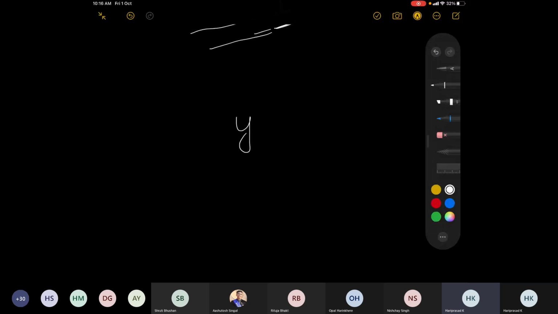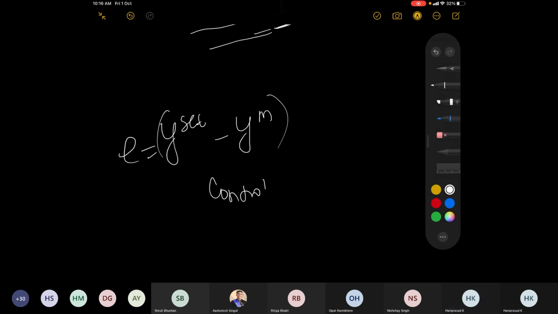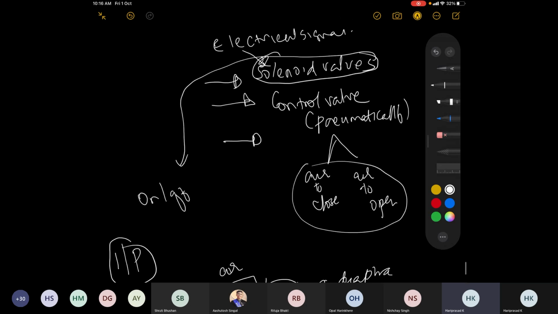So let's say your original value is y measure, and the other one is y set point. Here y stands for the variable of input which you want to control, and you will have this error. So we are pretty much convinced that the controller should reduce this error, because that is the metric, right? Because you have a set point which you need to know.